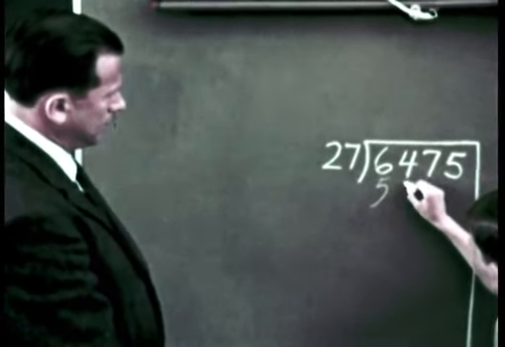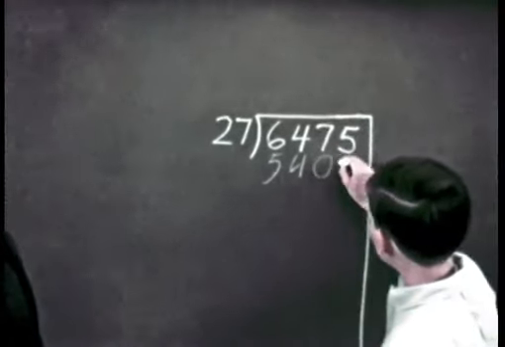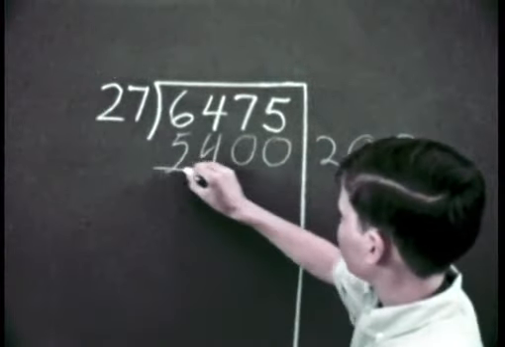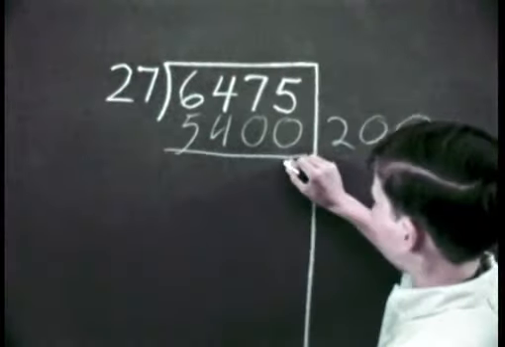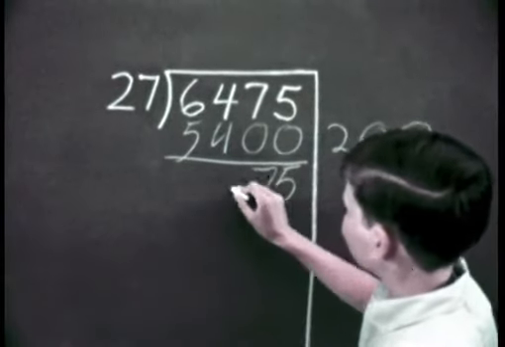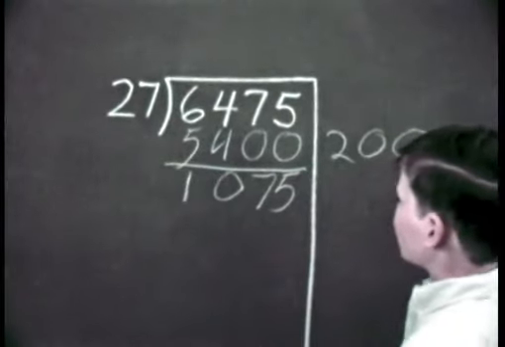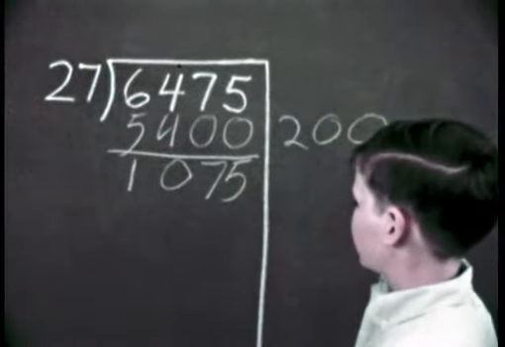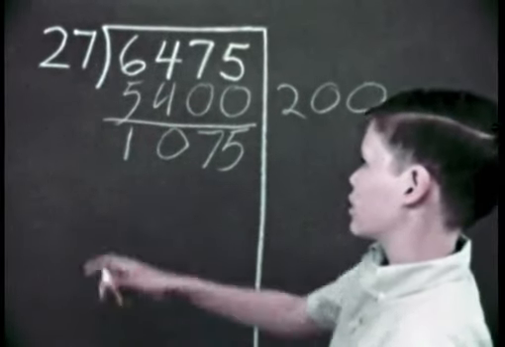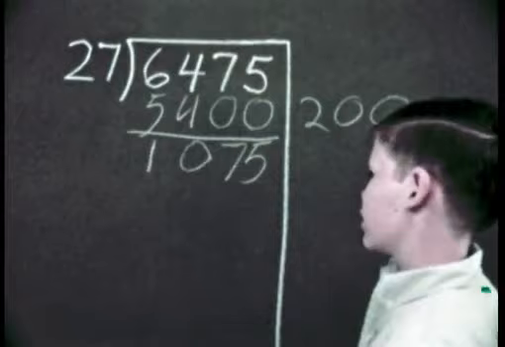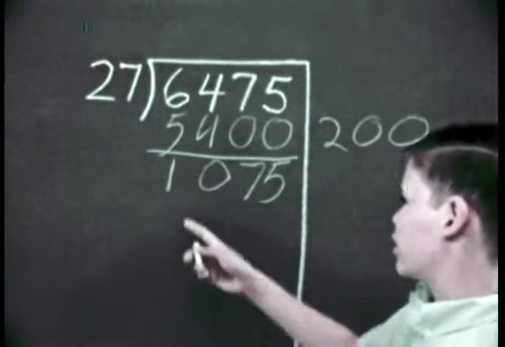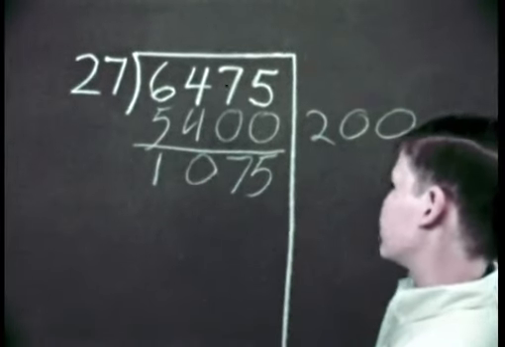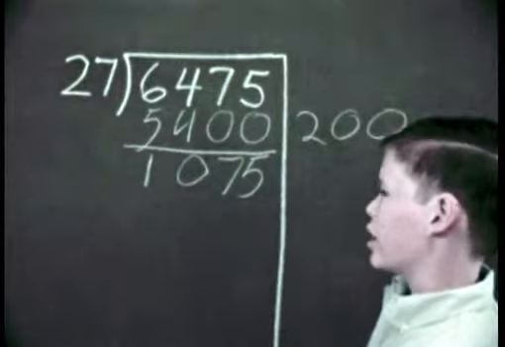Where do you keep a record of this 200? Right over here. I see. And then you subtract. And so then you try and what times 27 equals 1,075. I see. And so, well, 27 is close to 30, so I'll call that 30 for now. And 1,075 is close to just 1,000. And 30 times 30 equals 900, and that's close to 1,000, so I'll try 30.